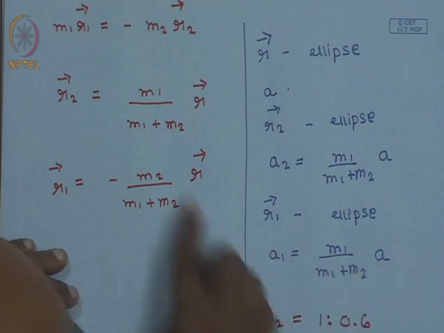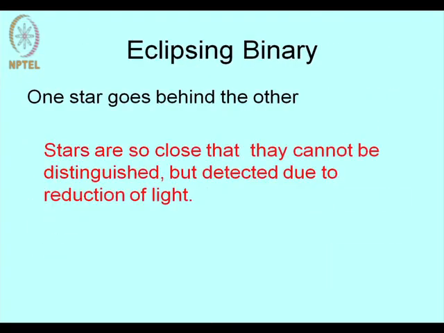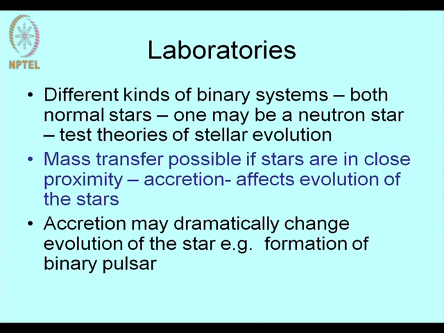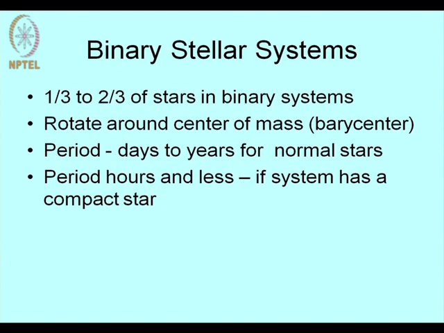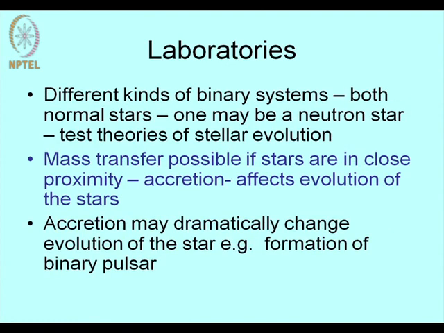Then, having told you this, I gave some motivation why we are interested in binary systems. A large fraction of the stars are found in binary systems, and they are also very useful laboratories for studying a variety of things, including they are possibly the only situation where you can determine the mass of stars, and they also let us study the interaction, accretion between stars.